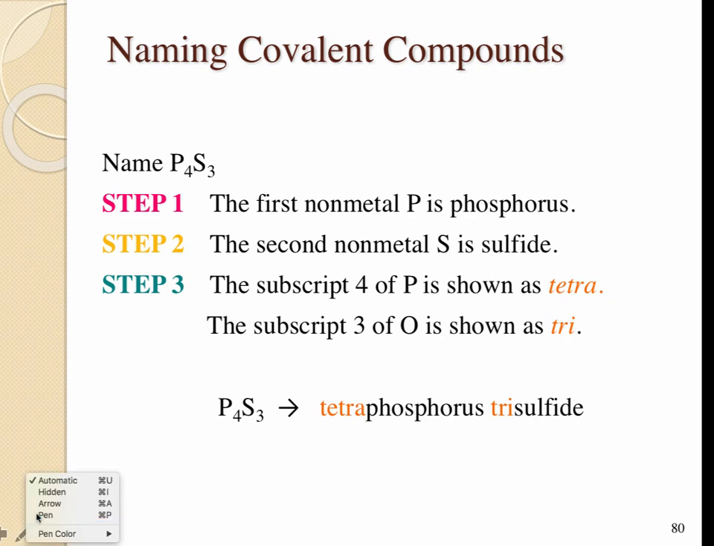Let's look at an example. It's a little bit more complicated. P4S3. Identify this first nonmetal as phosphorus. The second one is sulfur, but since it's the second one, I'm going to call it sulfide. The phosphorus has 4, so it's tetraphosphorus. The sulfide has 3, so it's trisulfide.